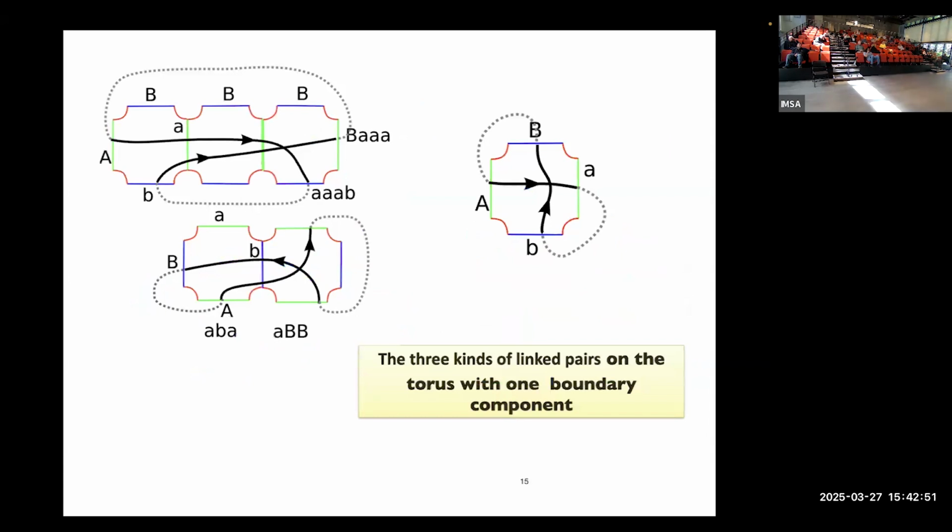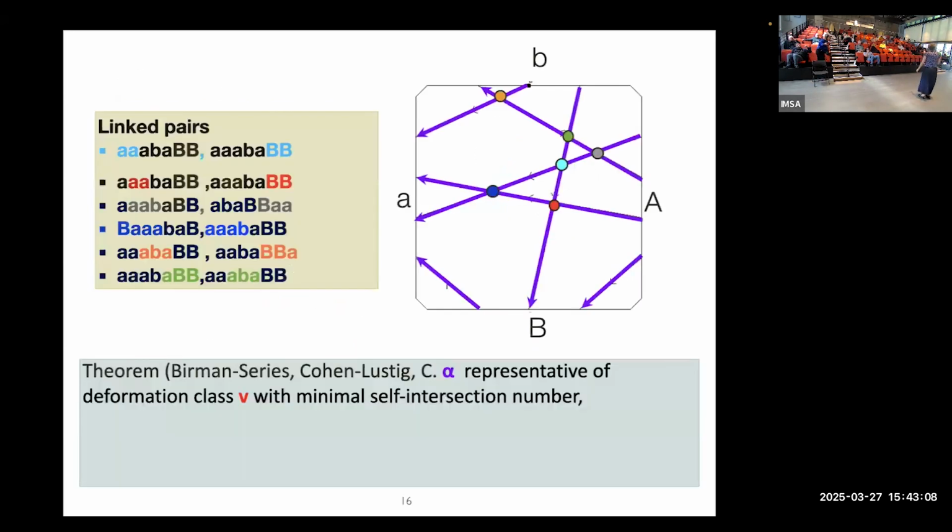So there it is. These are the three types of what I call link pairs. They have a few names in the literature. And one thing that is essential: they can go in different directions, but still do this thing. And these are basically all the intersections.